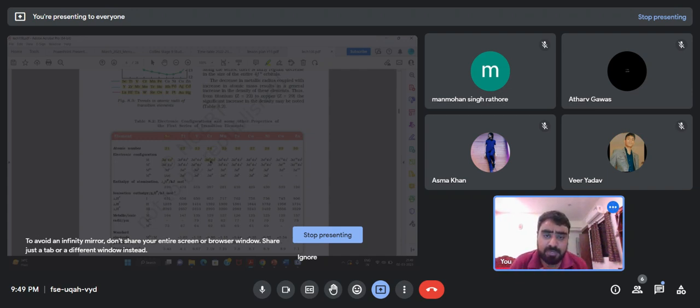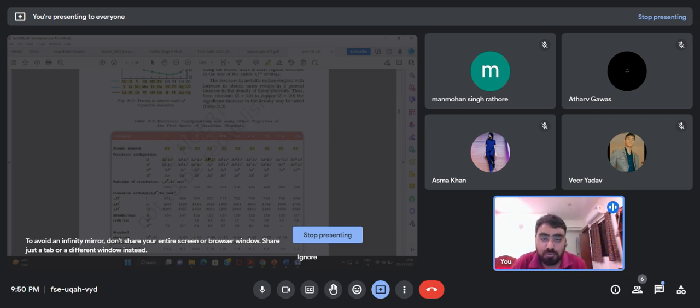Why 3d5 and 4s1? See, because 3d5 is more stable. It is a half filled orbital, right? 3d5 is a half filled orbital. So if it would be 3d4 4s2, and on the other side it is 3d5 4s1, which is more stable. Of course 3d5 4s1, because it is half filled configuration.